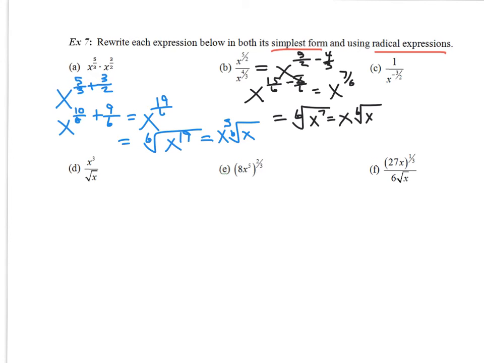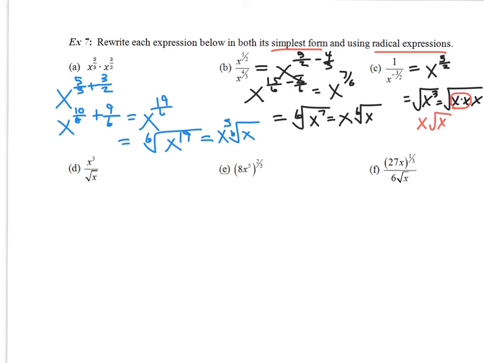For part C, a negative exponent just means that I'm rewriting this as the reciprocal. So move the x to the 3/2 to the numerator and make its exponent positive. This would be the same as the square root of x to the 3rd, but that's just the square root of x times x times x. So I can take out 2 factors of x, write it as x radical x in simplified radical form.